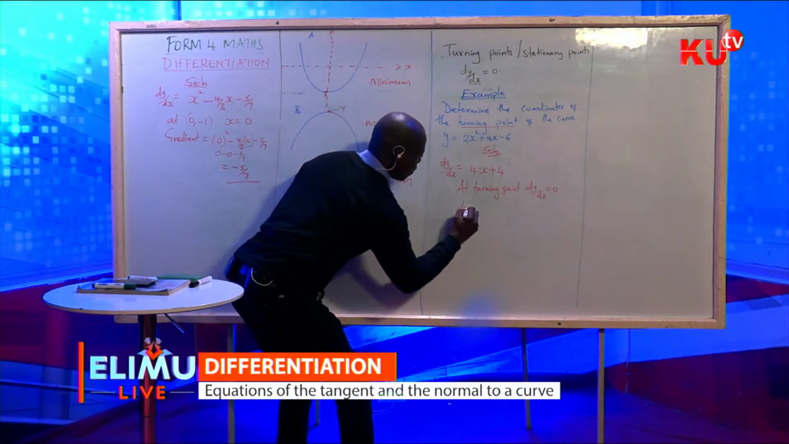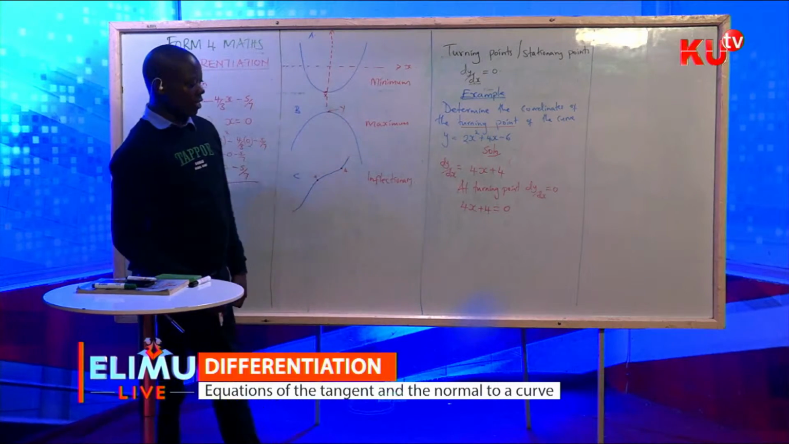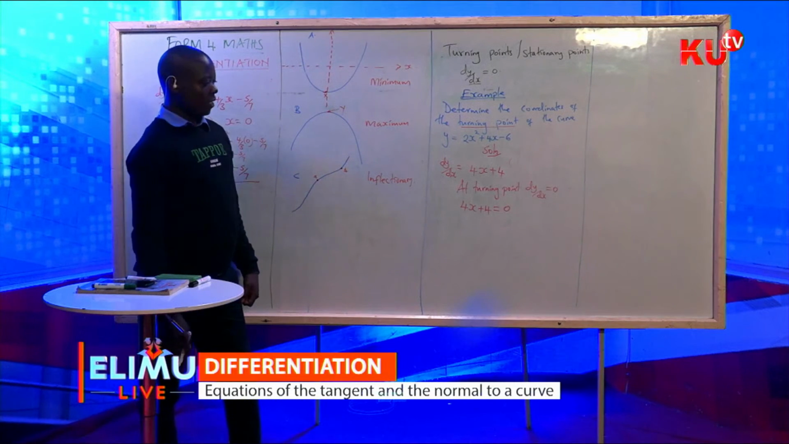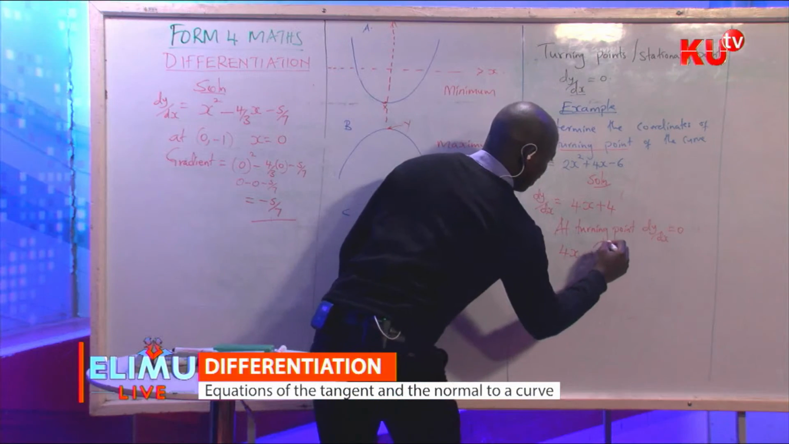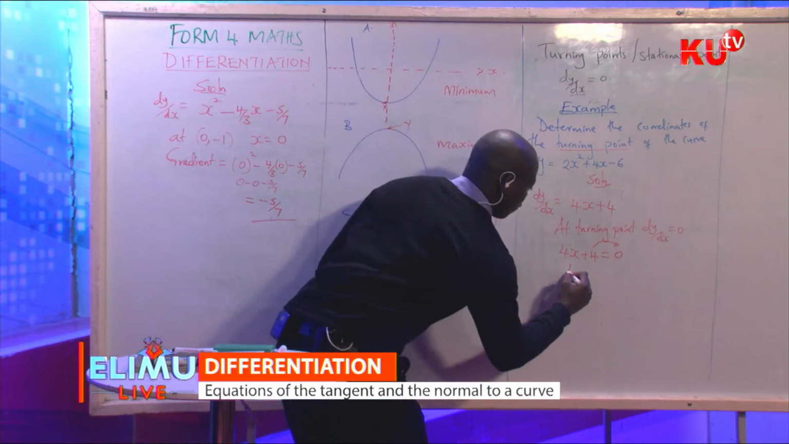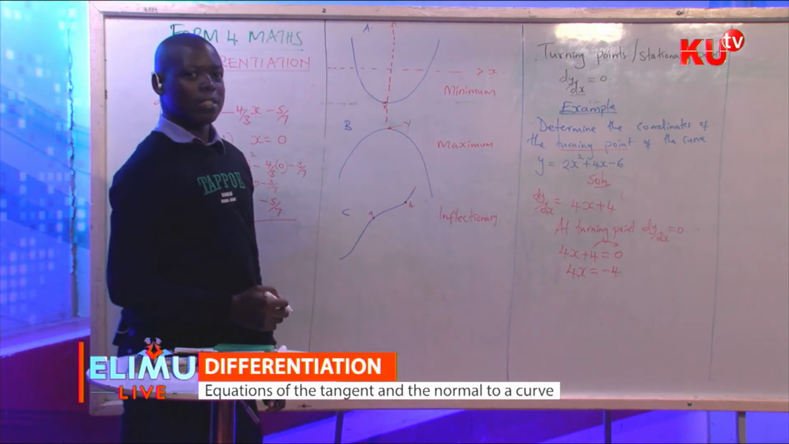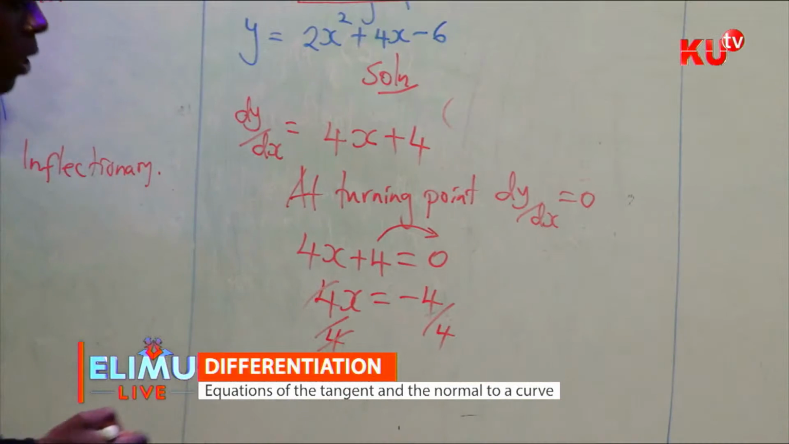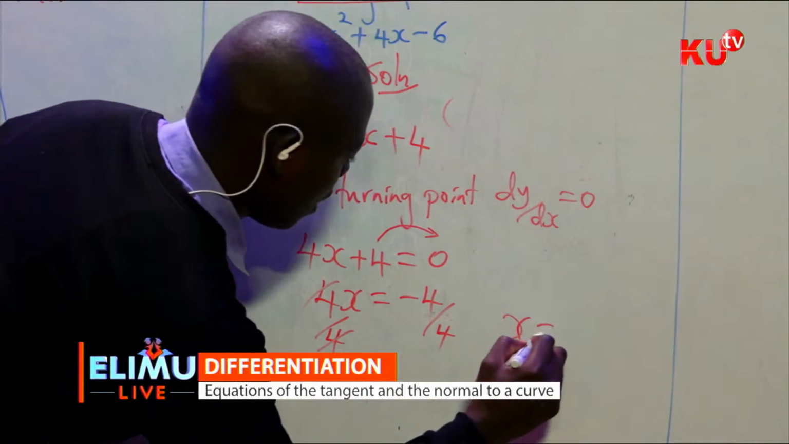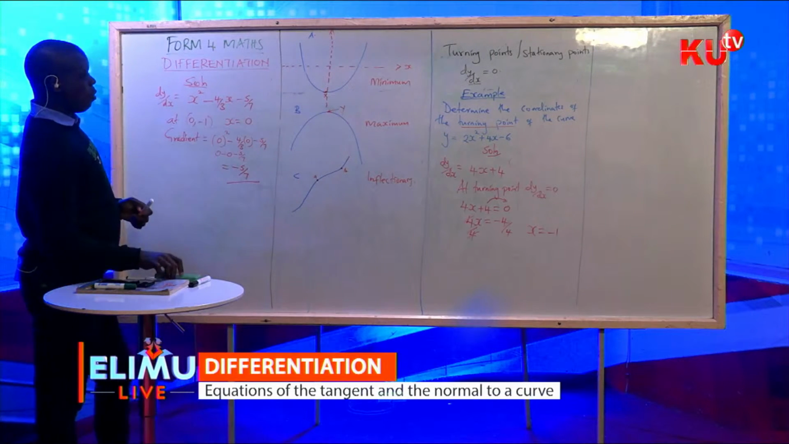So we shall have 4x plus 4 equal to 0. 4x plus 4, students, is equals to 0. Good. Now, how do you get x, students? Take 4 to the right side, becomes negative. So 4x equal to negative 4. What is x? Good. We divide by 4. What is negative 4 divided by 4, students? Negative 1. Good. So the answer is negative 1.